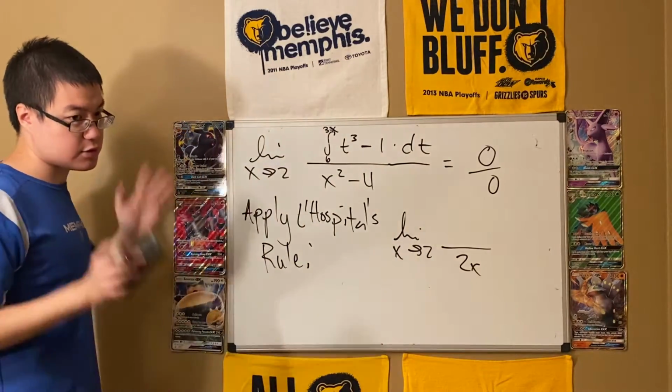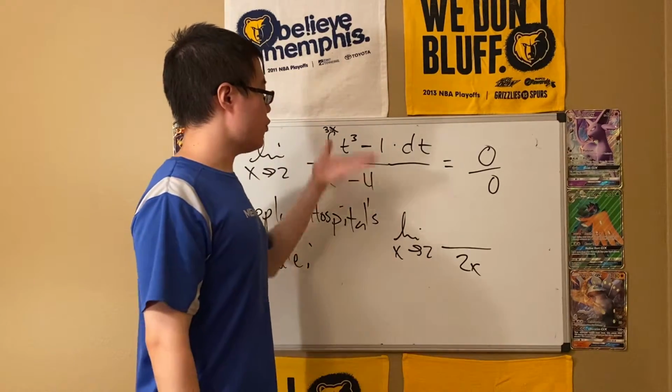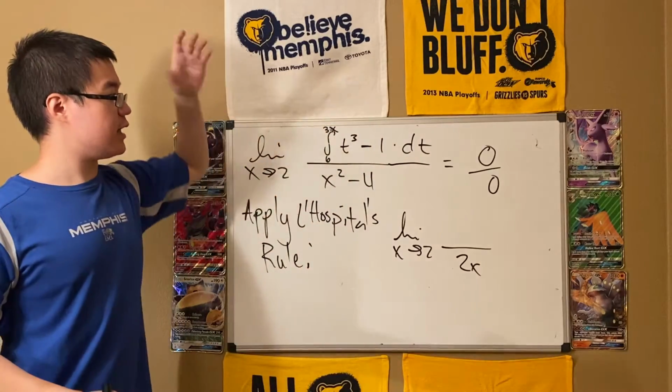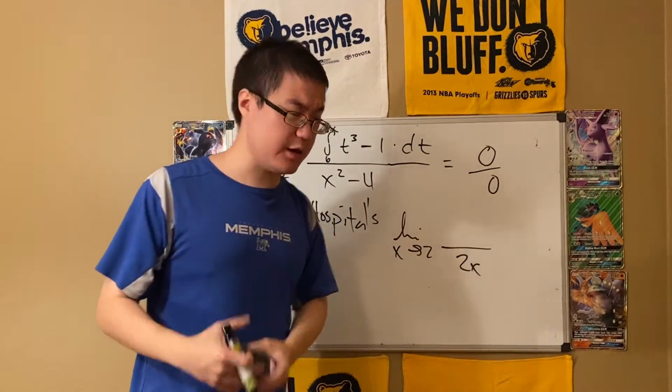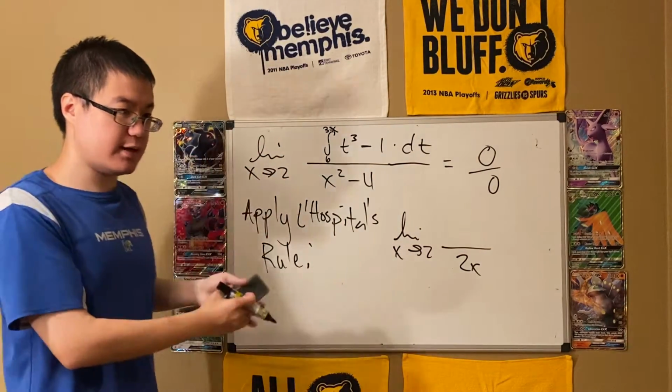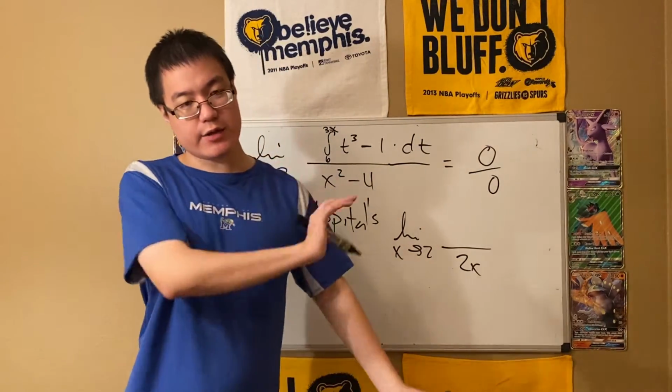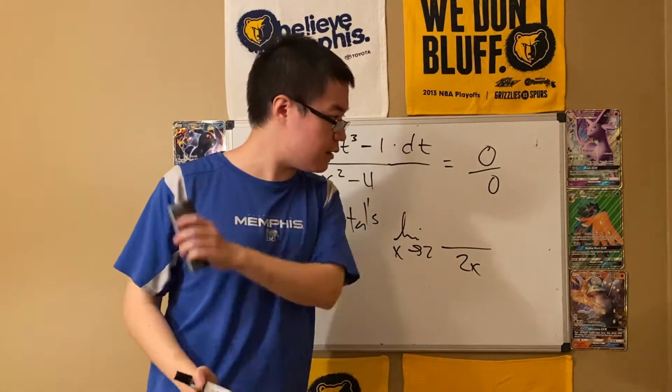But it's going to be okay. It's going to be okay. Because notice what is the top. The top is an integral. And what do we do? We are taking a derivative of an integral in the context of a limit, because that's the L'Hopital process. Take the derivative of the top and derivative of the bottom.